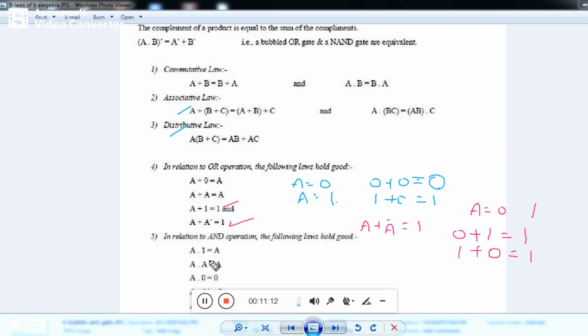Similarly, a into 1 is a, a into a is a, and a into 0 is 0. These types of relations are very important to solve various logical expressions. So in this video you have seen two important theorems, De Morgan's first theorem and De Morgan's second theorem, and some of the important laws of Boolean algebra. Thank you.